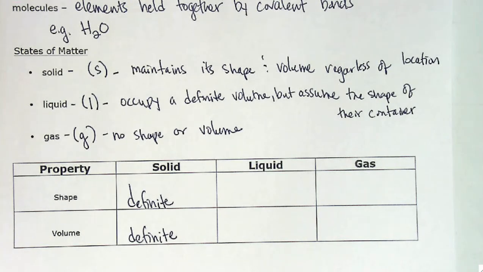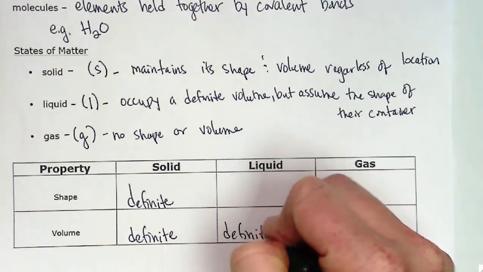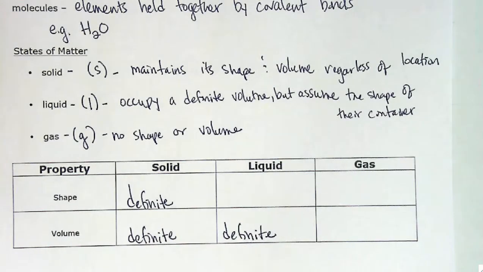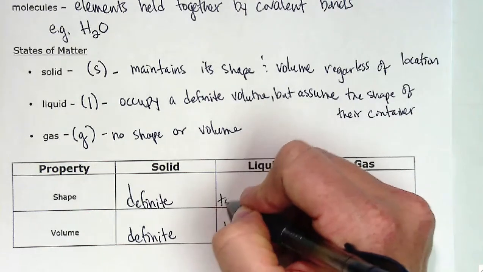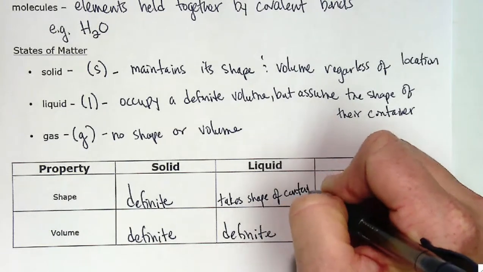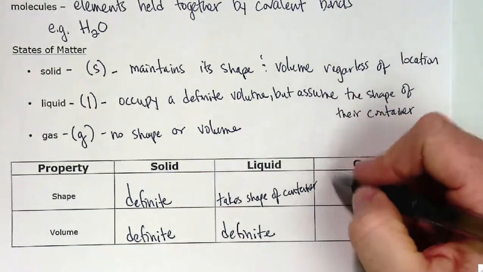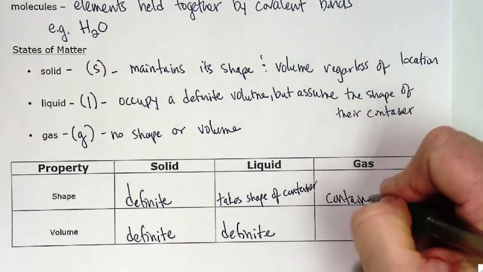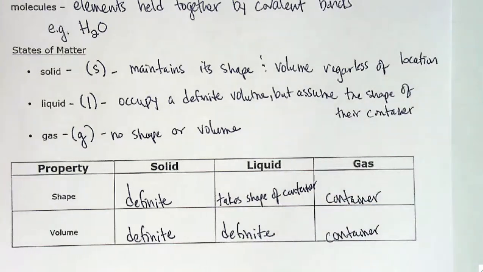All right, now a liquid has definite volume. Think of a 2 liter of soda. But the shape is the shape of the container. So it takes the shape of the container. Now a gas, we just talked about this, where the shape and volume are both of the container. So it does not have definite shape or volume.